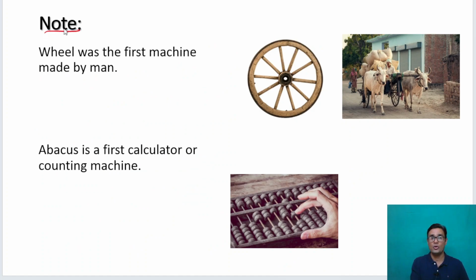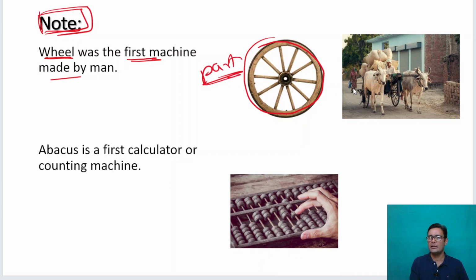Okay, so note a few things that you have to remember. What is a wheel? The wheel is the first machine. Though it does not consume power, it is called a machine, but it is only part of a machine. Remember, they are attaching two wheels, they are putting a bullock cart, and they are attaching it to the bullock. Then this whole thing becomes a machine.